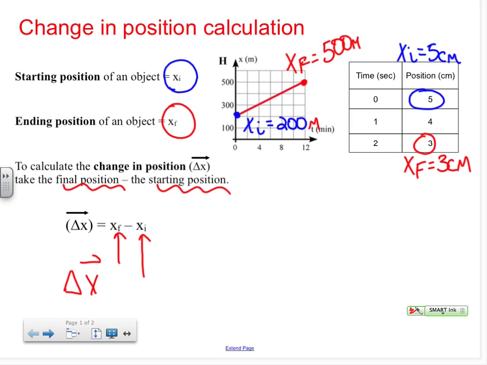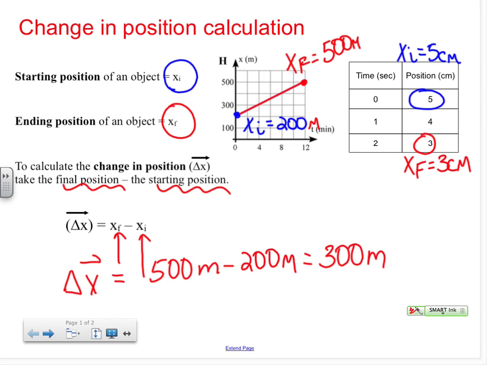Okay, so delta X, my final position based on my graph was 500 meters. My initial position was 200 meters. The math is simple. We end up with 300 meters. Now, you'll notice there's actually 2 things that this tells me. Remember that if an arrow is over the top of any value, it's a vector, meaning it has a size and a direction. So what this tells me is I traveled 300 meters in the positive direction. So it tells me both of those things, and that's what change in position is.